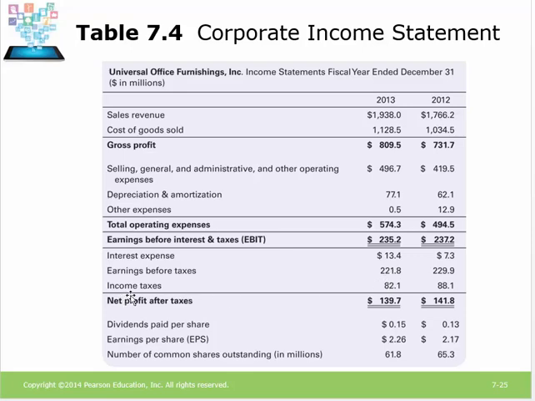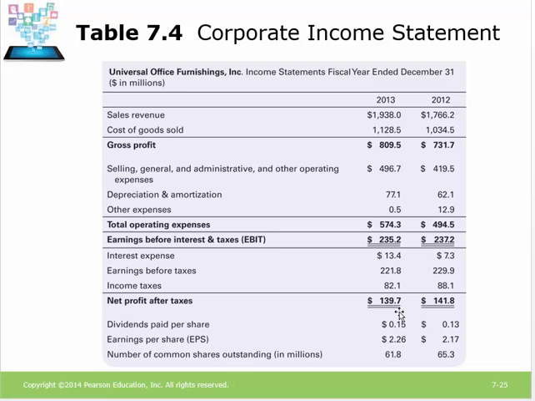The next person they had to pay was Uncle Sam. They had to pay taxes. So they have $821 million in taxes. What this means is there's $139.7 million left over after they've paid everybody that they owe money to except for their owners. So of this $139 million belongs to the owners of the company.